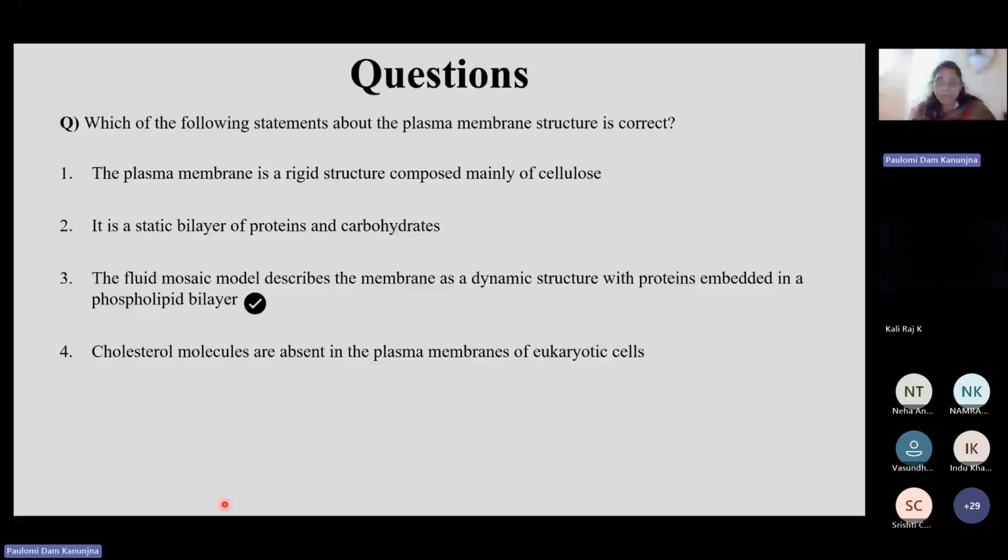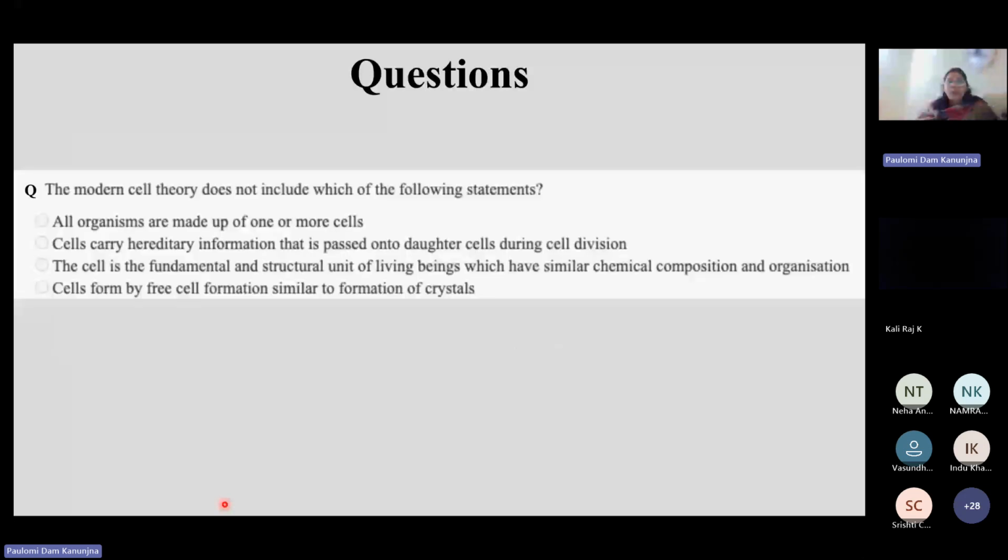Okay. So the modern cell theory does not include which of the following statements? So which of the statements is not part of the modern cell theory?